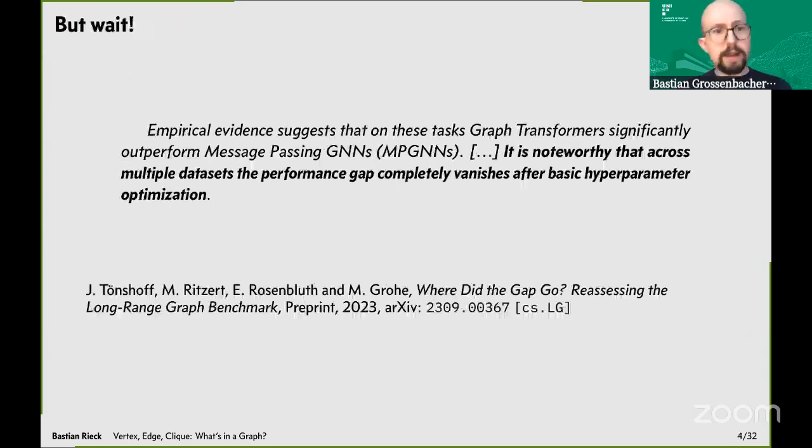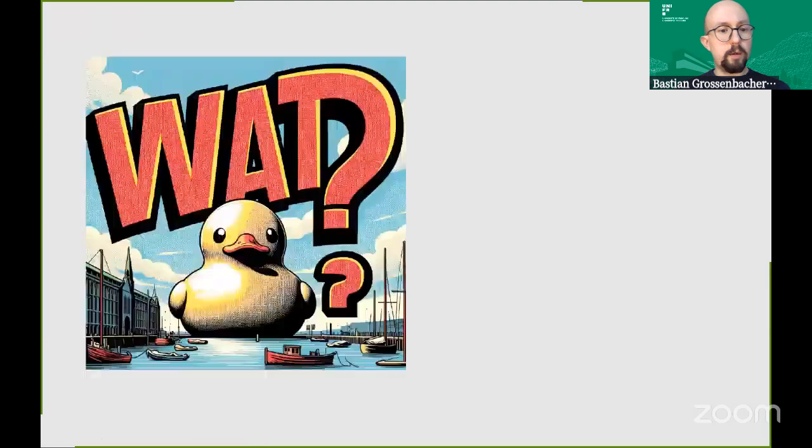But is it though? Because there's another paper by Jan Tönshoff and colleagues, which appeared as an extended abstract in the Learning on Graphs conference 2023, and which is of course also available on arXiv. And here Jan and colleagues say: "Empirical evidence suggests that on these tasks, graph transformers significantly outperform message passing GNNs. It is noteworthy that across multiple datasets, the performance gap completely vanishes after basic hyperparameter optimization." So when I read this paper, this was my first "what" moment. So what is going on here, right? There will be more of these moments later on.